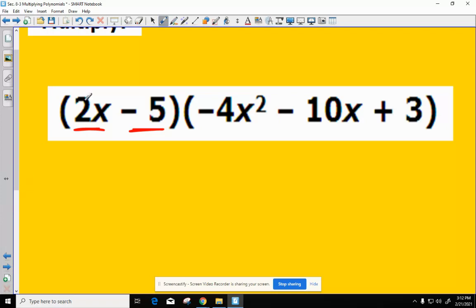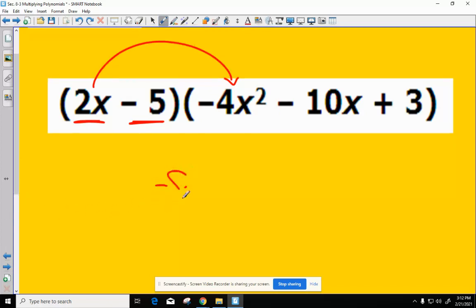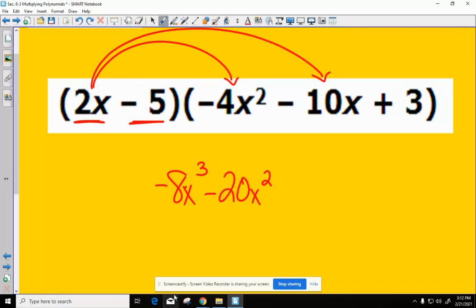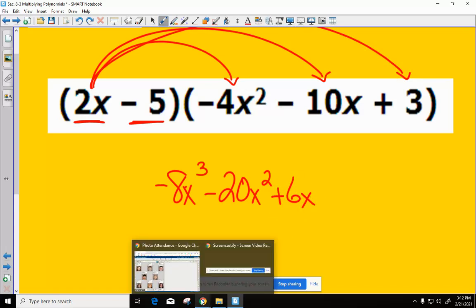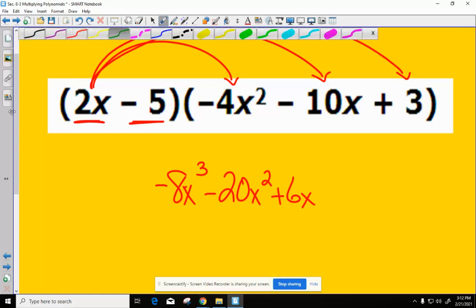All right, so here we go. First distribution, 2x and a negative 4x squared is going to be negative 8x to the third. Okay, then I'm going 2x to a negative 10x. That is negative 20x squared. And 2x and the 3 is a positive 6x. All right, that is half of my work.